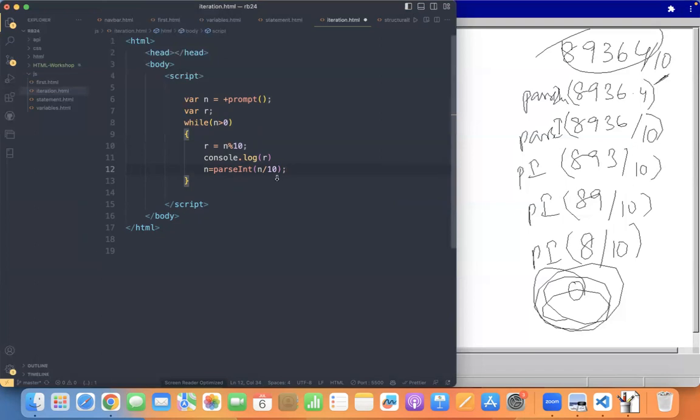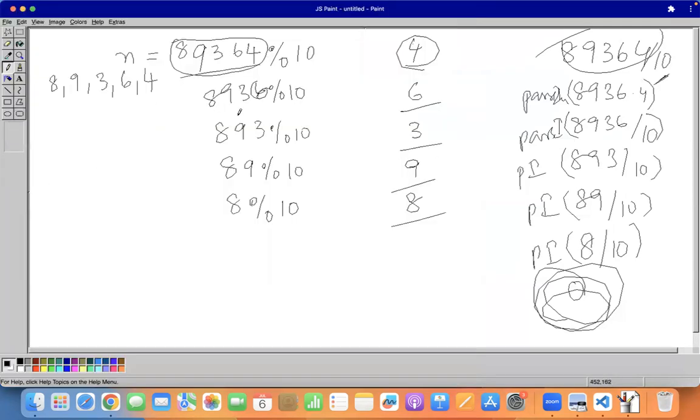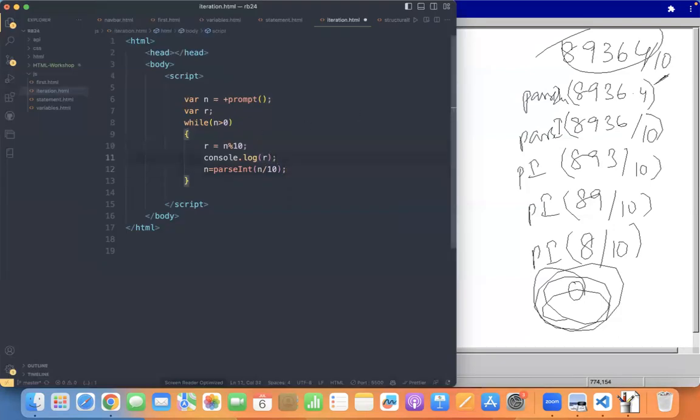Where are we? n is equal to parse of n by 10 gives you 893. So now n becomes 893, and 893 is greater than 0. So the condition is valid. So now R gets 893 modulus 10. So what does R get? Now what does R get? R is 3. So that will be printed here.